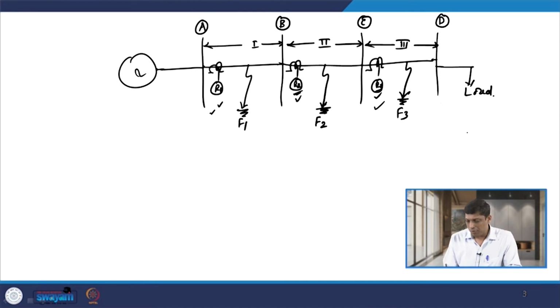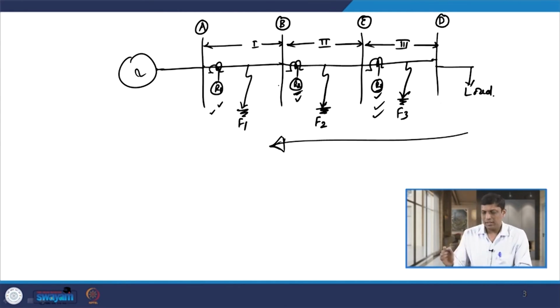As we move from load to source, we have to set the first relay which is connected near the load, we have to set first. So, the setting of relay R3 has to be decided first, and then as we move further towards the source side, progressively we have to decide the setting of other relays, say R2, R1 and so on.